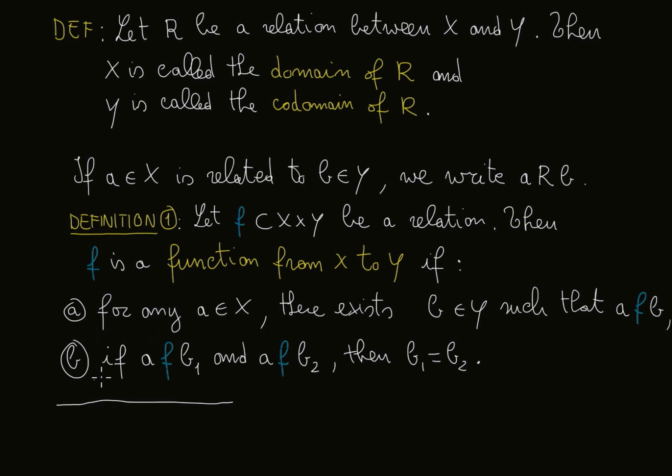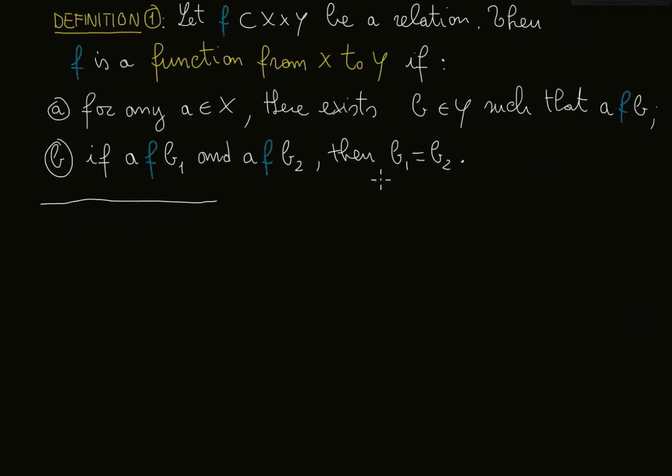And then the second condition is if A is related to B1 through f, and A is related to B2 through f, then B1 equals B2. So this is a way of saying that A can be related through f just to a unique element of y. There will be just one element of y that will be related to A. What does this mean in terms of the hand waving definition that we mentioned before?